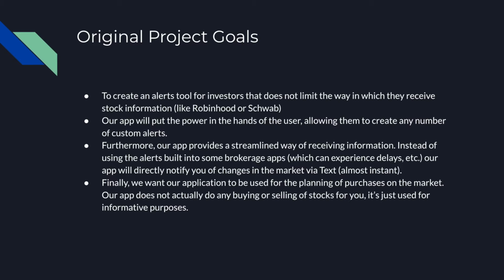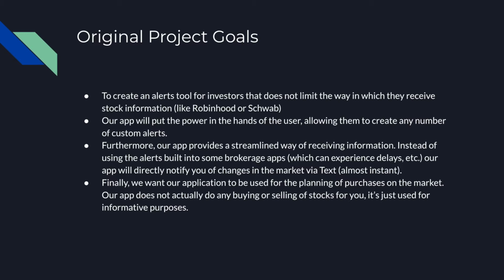But our app is different because we're trying to put the power in the hands of the user by letting them create any number of custom alerts wherein they can change the exact percent value however they want, whether it be like 1% or 20%. As opposed to Robinhood, which only has like 2 options, I think, like 5% and 10% or something. But our app will allow you to do any percentage you want in the entire world.